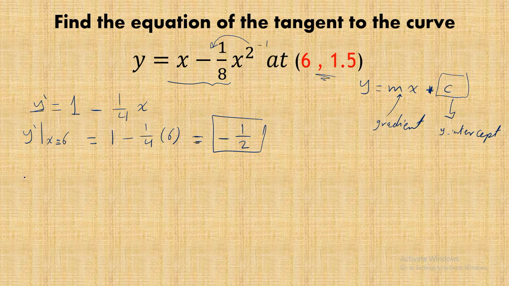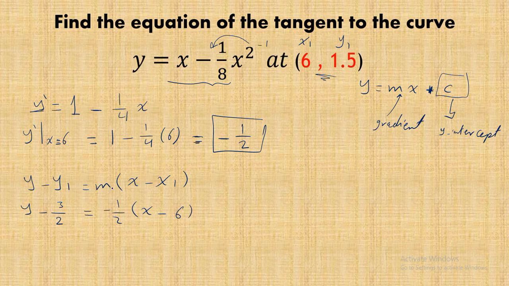Just put the values of x and y and the gradient in their places in this form. Y minus, here it's x1 and y1. It will be 3 over 2. We'll write 1.5 as 3 over 2 equals negative 1 over 2 multiply x minus 6. We'll simplify the expression and write it in any of the two forms of the line. This is the first form, y equals mx plus c, or the second form, ax plus by plus c equals 0. But first we have to simplify.